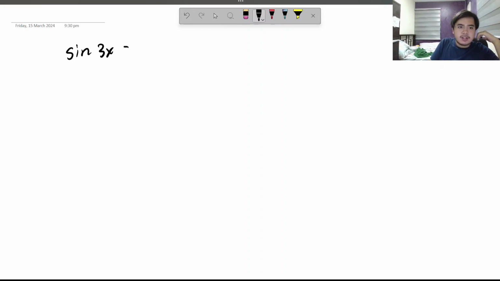Sine 3x sine 6x dx. So this is the integral of that. For this one, we're going to be using a certain formula. Here's what we're going to do. Let's go back to another page.